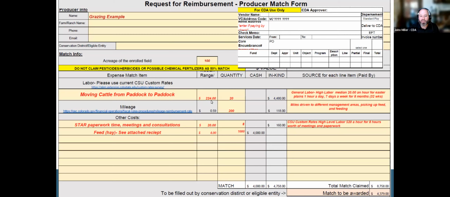And it looks like they're going for general labor for the high level labor rate, which is a median of $20 an hour for the Eastern Plains. 1 hour a day, 7 days a week for 8 months that it took them to, say, move hot wires or something in the field.